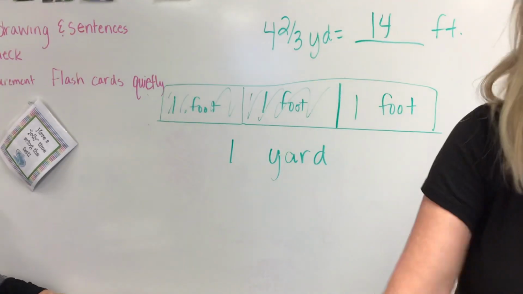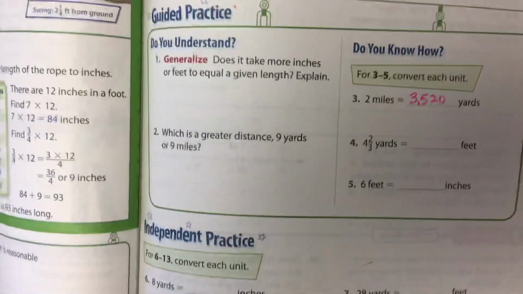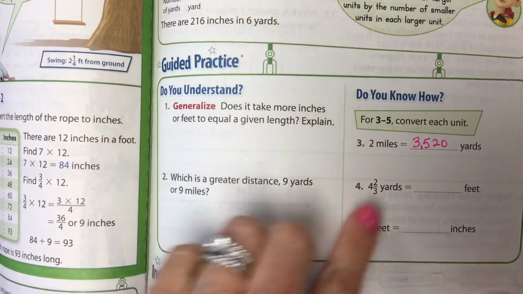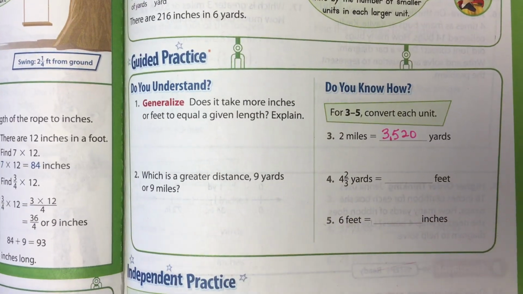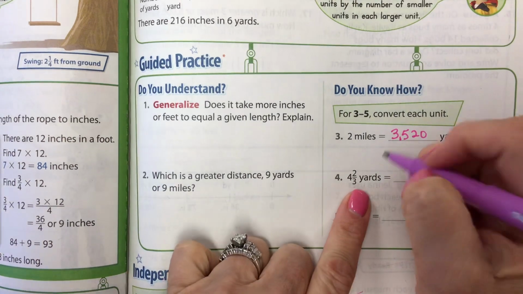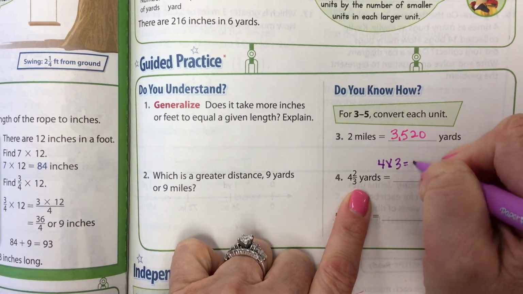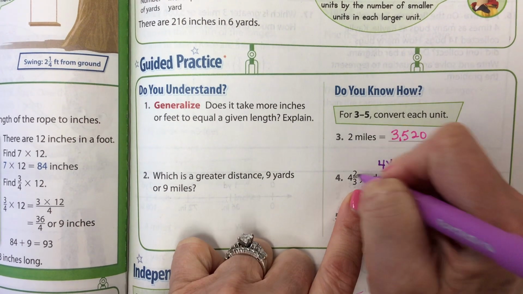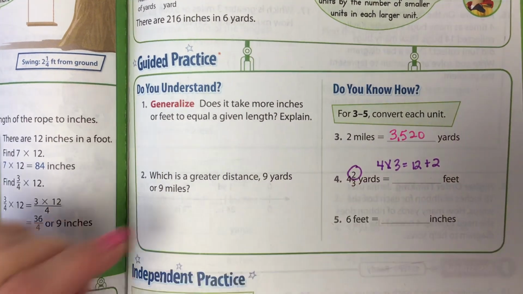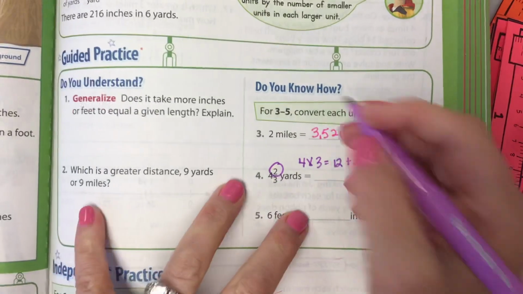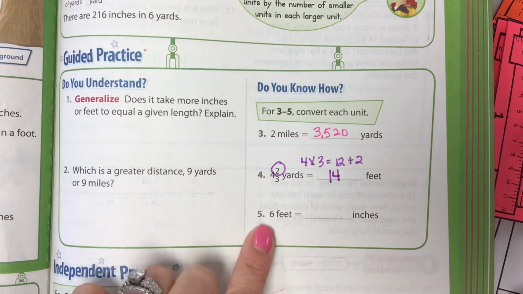So let's look at the ones that we have in our book. So we just did this one together, 4 and 2/3 yards. And then go ahead and write up here so you know how you came up with it. 4 times 3 is 12, and then we had to add 2 feet because each third of a yard is another foot. So that's 14 feet.